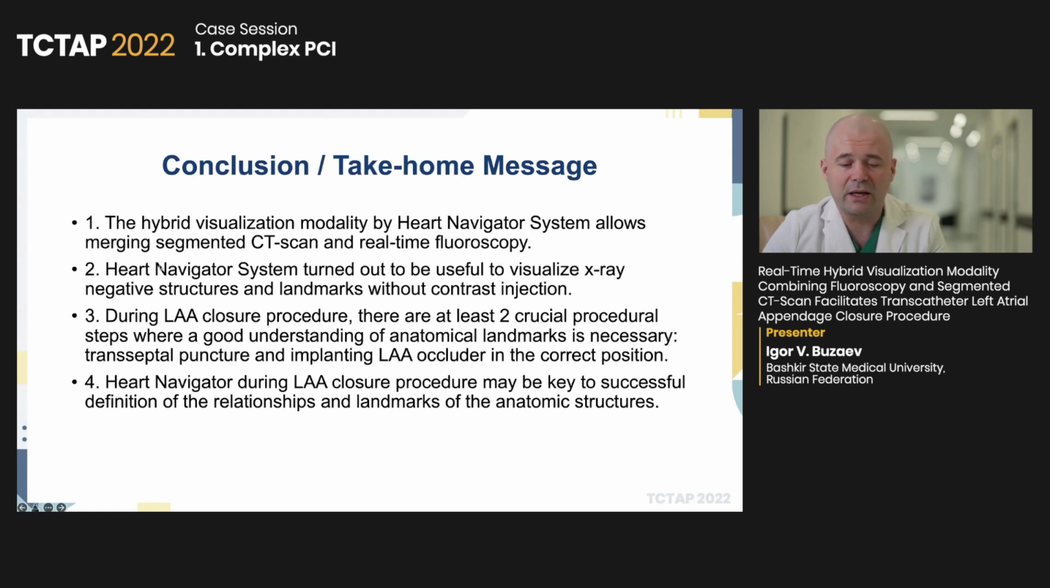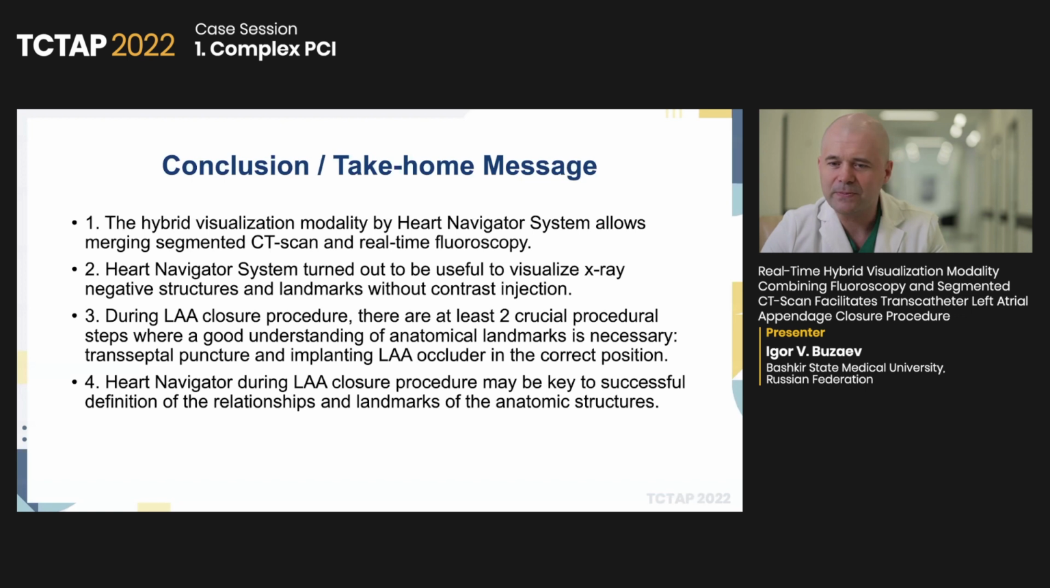And it must be done in the correct position. So Heart Navigator during the LAA closure procedure may be the key to success to define the relationships and landmarks of these anatomical structures. And also, I have 20 years of experience in interventional cardiology, but anyway, I learned from this equipment because the rotation of the C-arm helps to understand the position of anatomical objects. So this is a very good, very useful technique that is non-invasive but helpful in LAA closure.